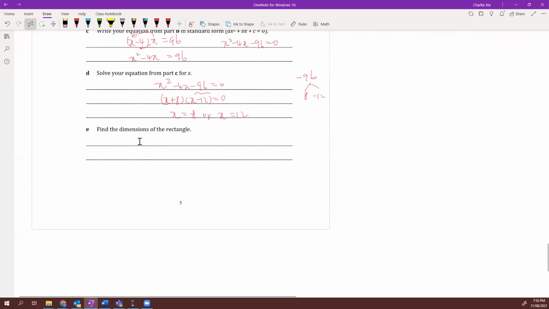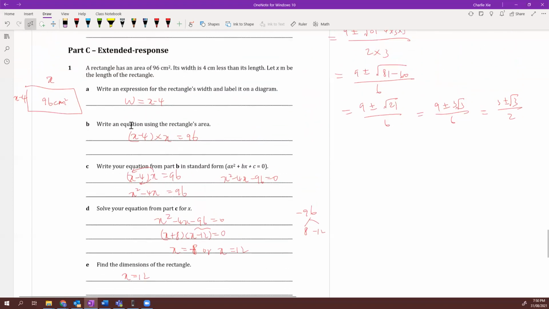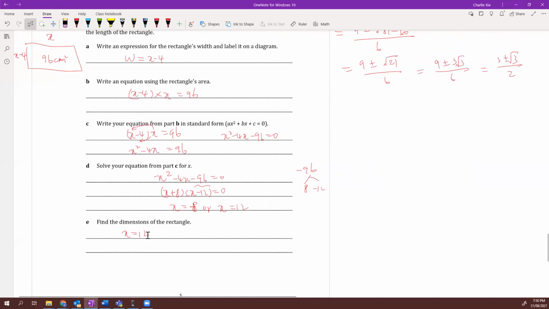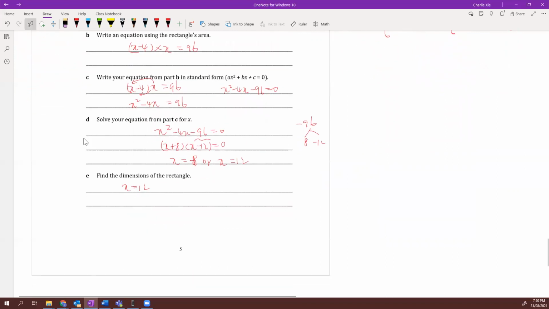Find the dimensions of the rectangle. Okay, your x cannot be negative 8, because x is the length of the rectangle. So x can only be equal to 12. If x equals 12, my bad, x is your length. If your length is 12, your width has to be 4 smaller than 12. So your width is 12 minus 4, which is 8. And therefore, the dimensions are 12 by 8. Okay, so this is a 12 by 8 rectangle.